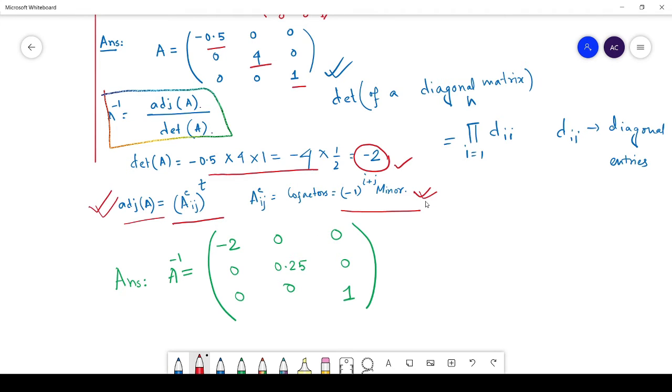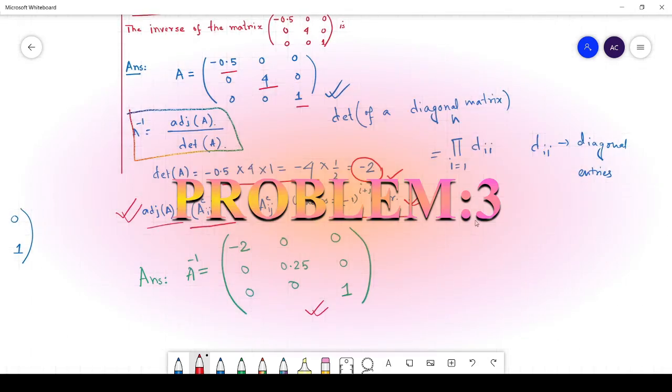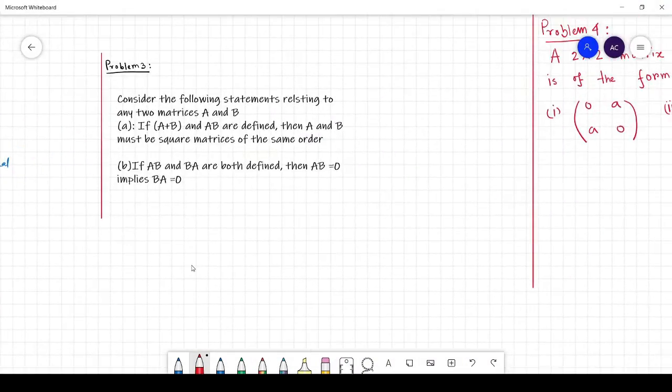Okay, so I am assuming that you know the formula, and using this formula one can easily calculate the corresponding A inverse. I am not going into the details of the calculation of how to find the inverse of the matrix. Okay, let's jump into the third problem.